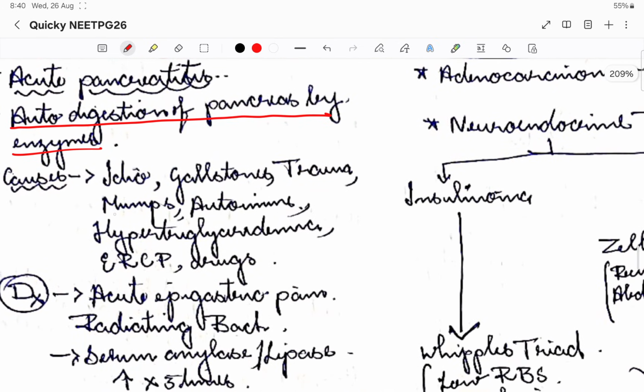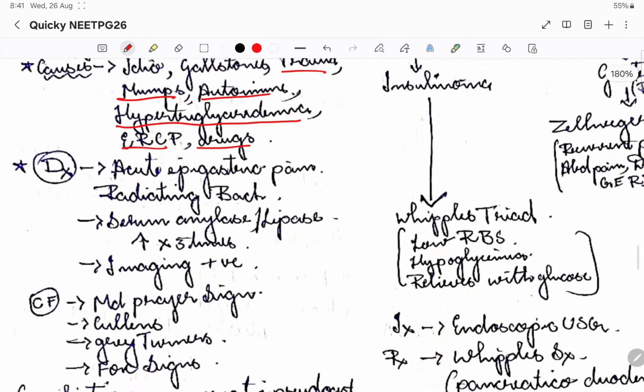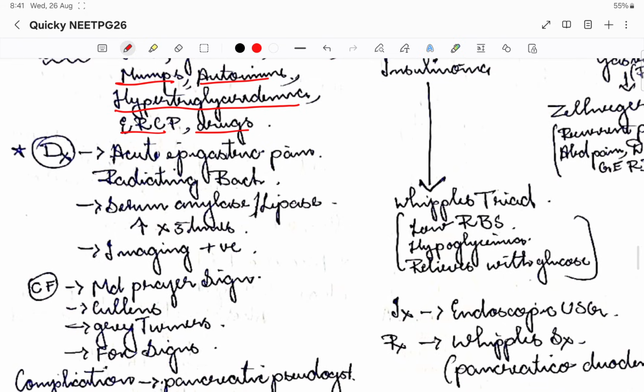Then mumps can lead to pancreatitis. Then autoimmune diseases, trauma can lead to that, and hypertriglyceridemia in dyslipidemias, and then ERCP and drugs. So all these causes will cause acute pancreatitis. Then the diagnosis: basically acute epigastric pain will be there. This is how the patient will present, and it will be radiating to the back.